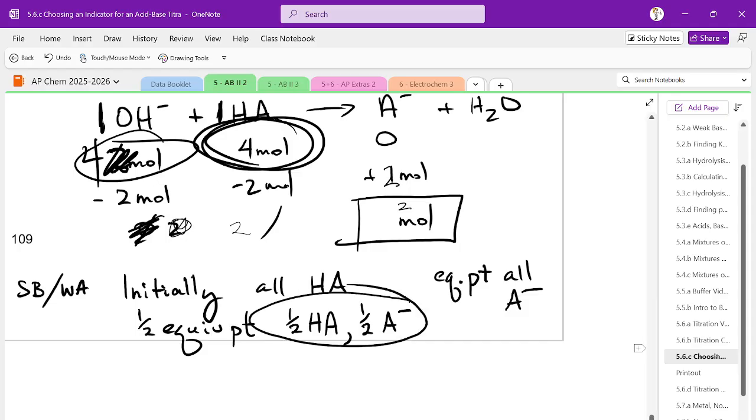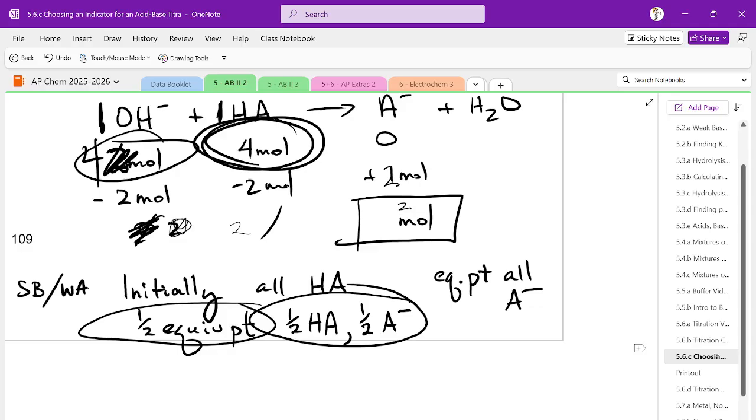You mean here? At the half equivalence point? Yeah, divide by the volume of the mixture, yes. No. You're confusing.